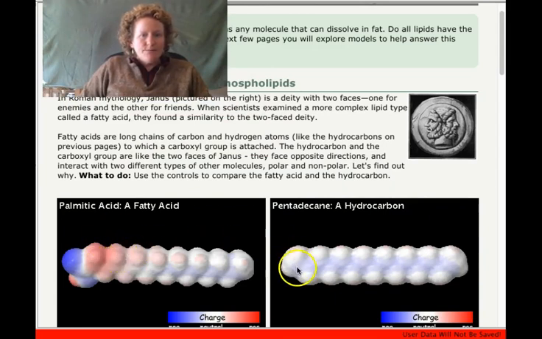Fatty acids are long chains of carbon and hydrogen atoms, just like the hydrocarbons on the previous pages. Here's a fatty acid, and here's a hydrocarbon. The big difference here is the carboxyl group. And a carboxyl group, remember, is two oxygens bonded to a carbon. The hydrocarbon and the carboxyl group are like the two faces of Janus. They face opposite directions and interact with two different types of other molecules, polar and nonpolar.